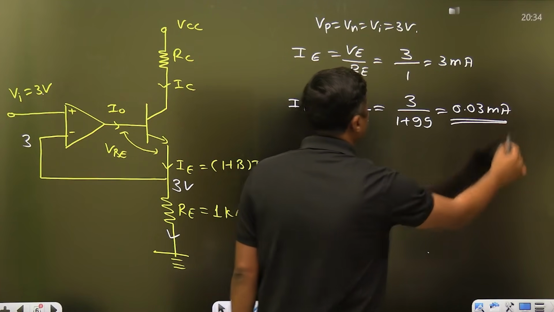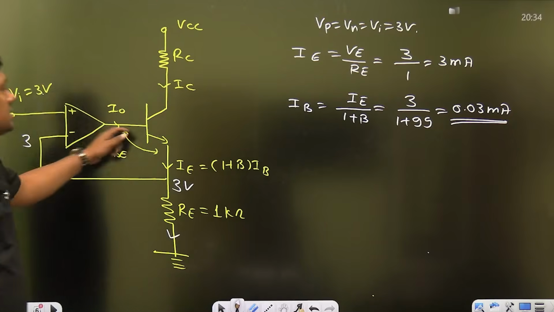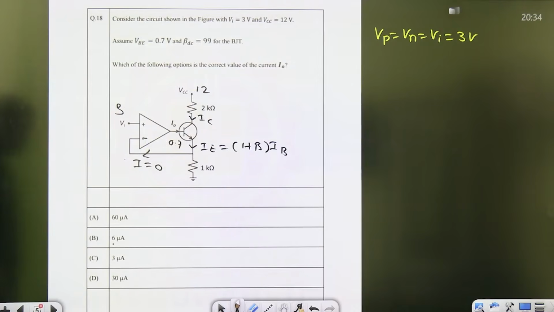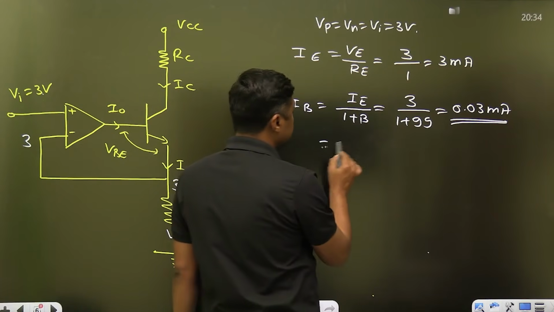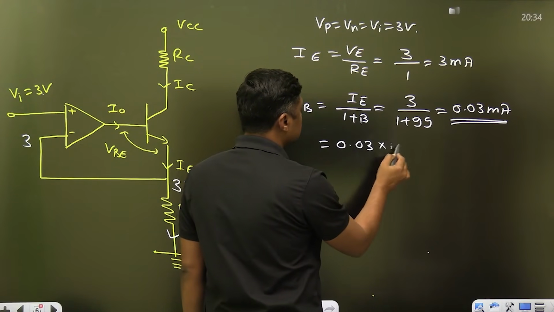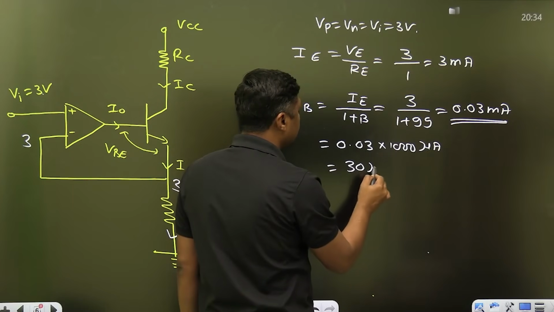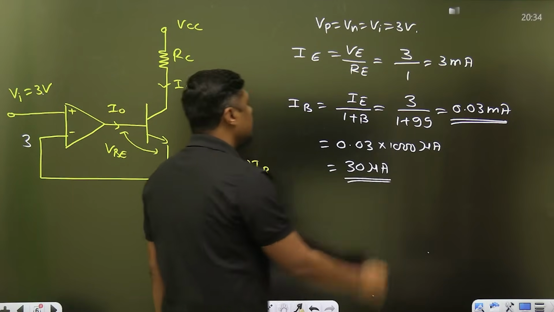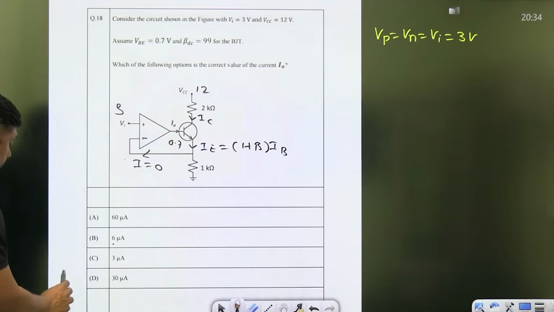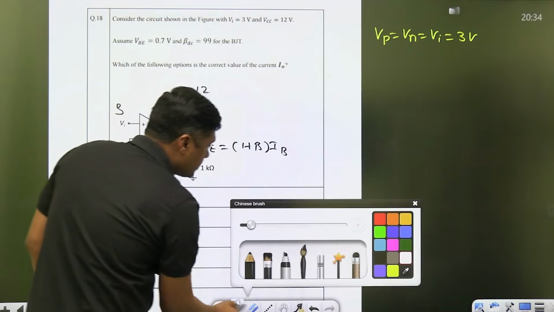This is the answer. 0.03 milliampere because this is the I0. So what is the I0? It is given in microampere. Then that's why it is multiplied with the 1000. This is converted into microampere. So you will get the 30 microampere. That is the answer given in the question, 30 microampere. D. Answer for this question is what? D.